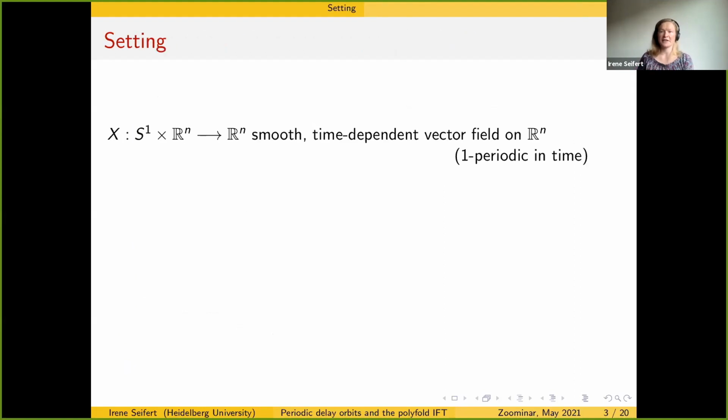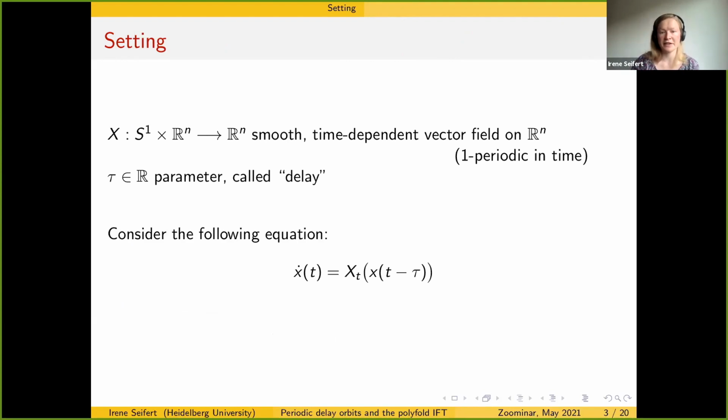So we start in the setting in R^n, and we consider a time-dependent smooth vector field on R^n. Then we take a parameter tau in the reals, which we call the delay, and consider this equation, namely x dot of t equals the vector field at time t, but evaluated at the point x of t minus tau. And for this equation, we are looking for one-periodic solutions.